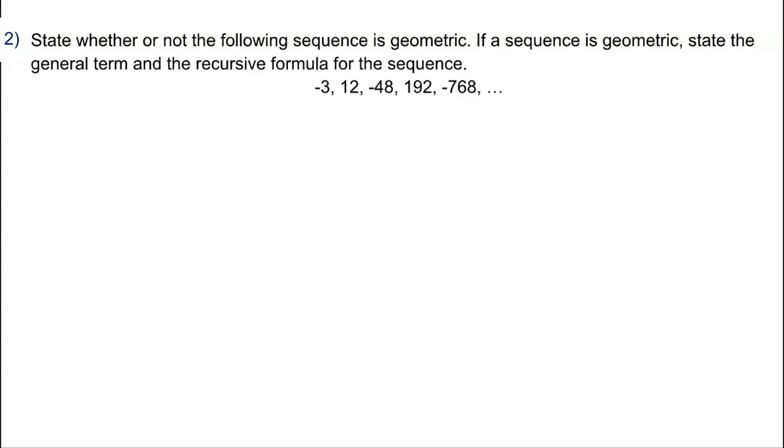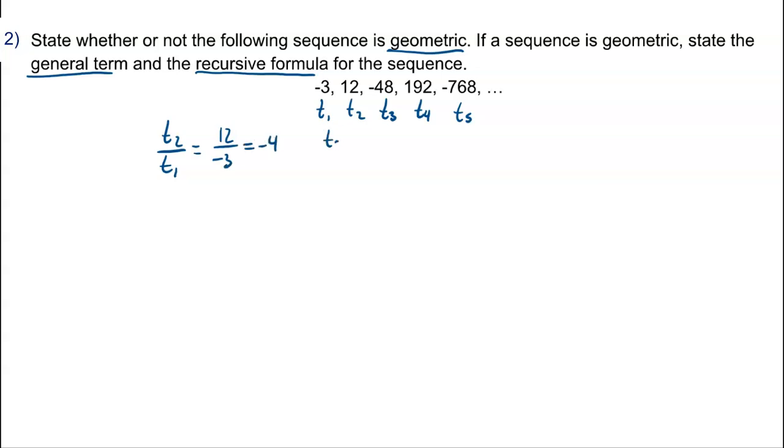This question says, state whether or not the following sequence is geometric. If it is, state the general term and the recursive formula for the sequence. And it gives us the first 5 terms, so T1, term 2, 3, 4, and 5 labeled as such. So what we want to do with that is divide every term by the previous term and look at that multiple, because if it has a common multiple that's being multiplied by every time, then it's geometric.